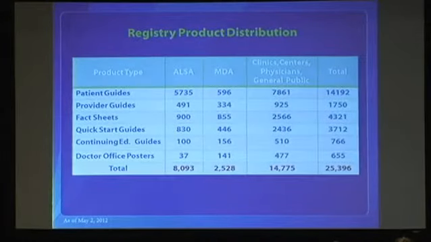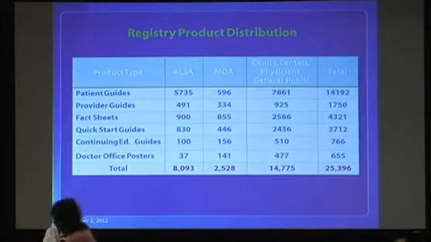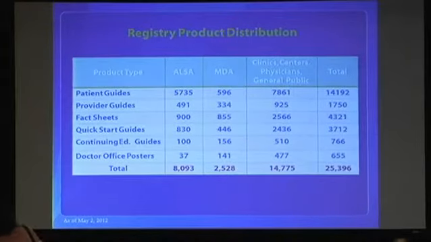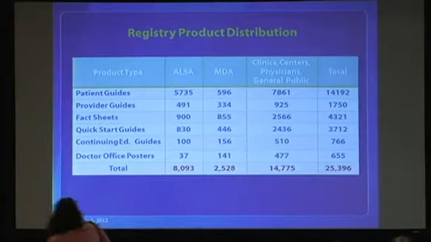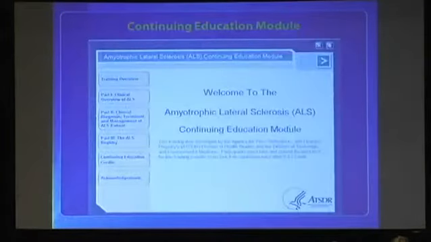This is just an example of how we are shipping out a lot of stuff. MDA requests a lot of stuff, the ALS Association requests a lot of stuff, and clinics and mom and pop neurologists request a lot of stuff. So keep up the requests, and we'll keep sending this stuff out.